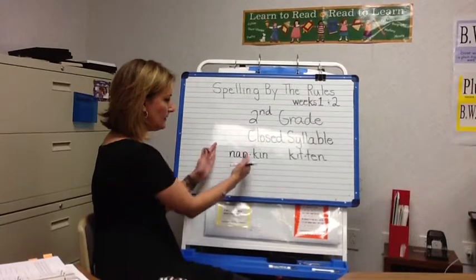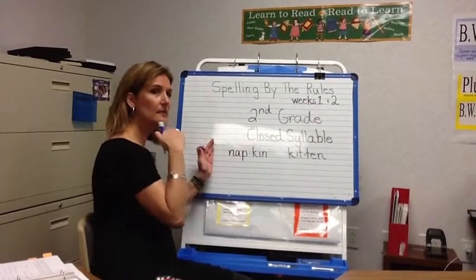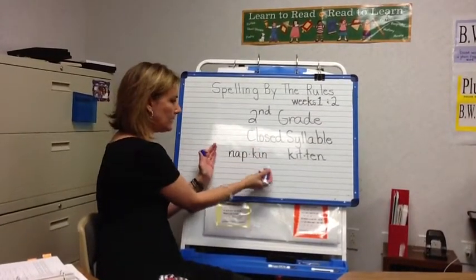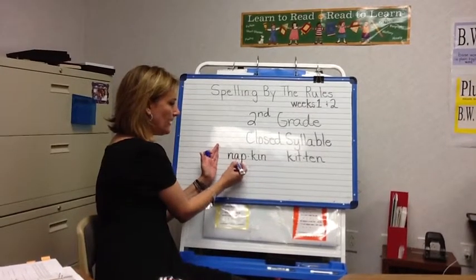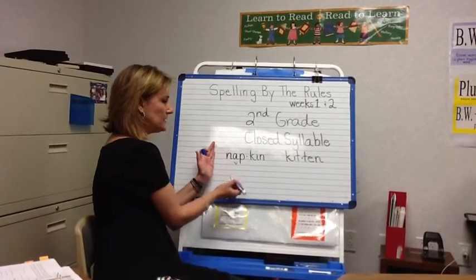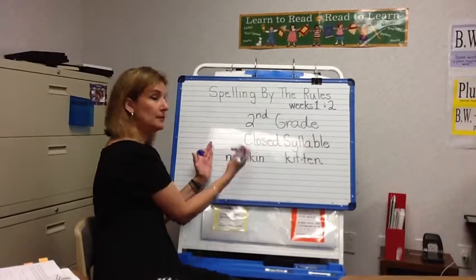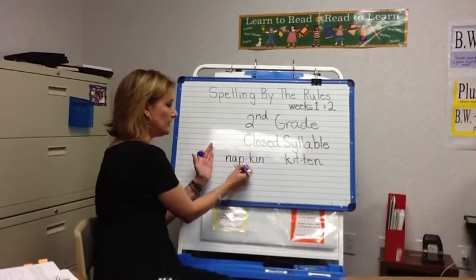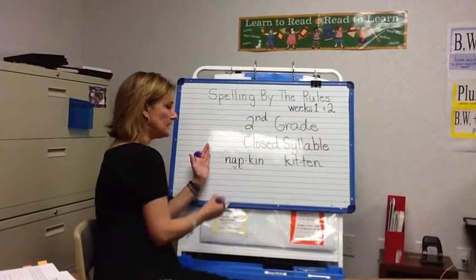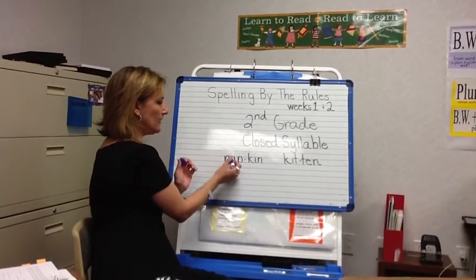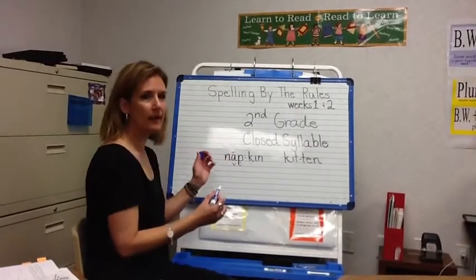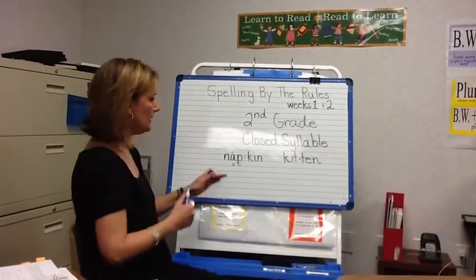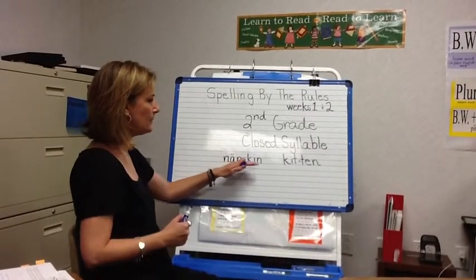And in this case, nap is the first syllable that we say in napkin. And when we look at that, we see the vowel, which is A. It is followed by, or closed off by, the letter P, which is a consonant. And that is what allows that vowel to make its short sound, a, apple, a. And that's why we hear napkin.